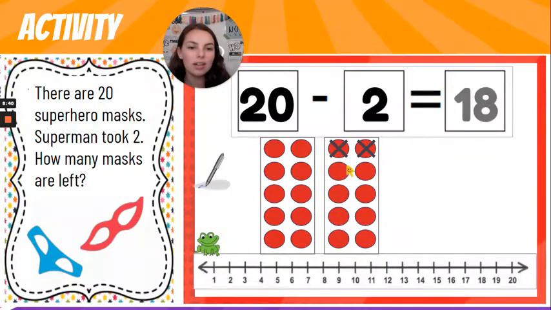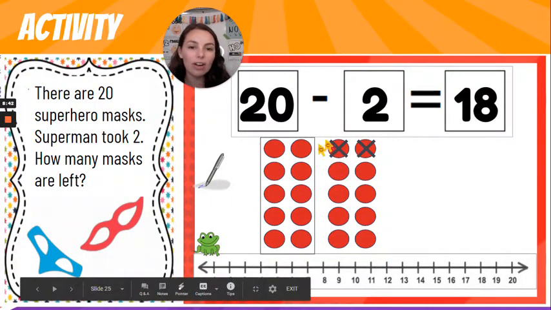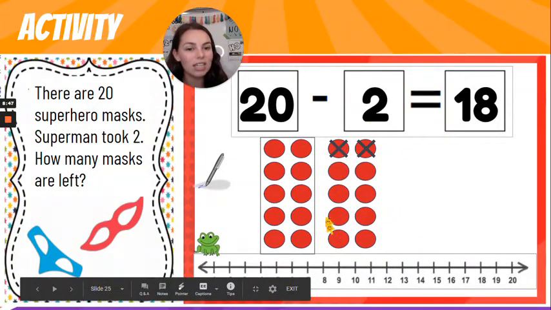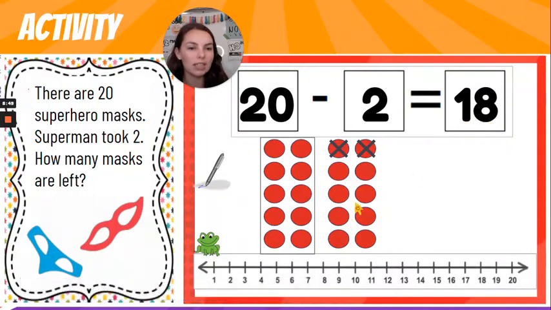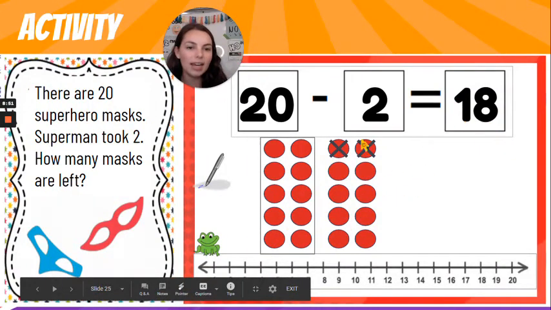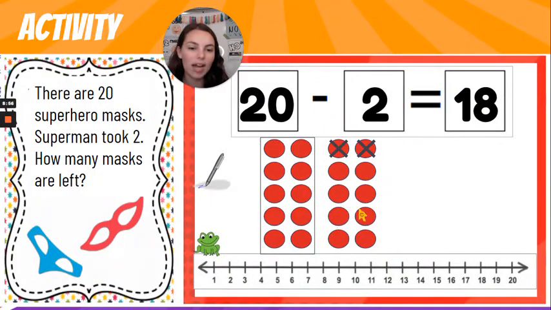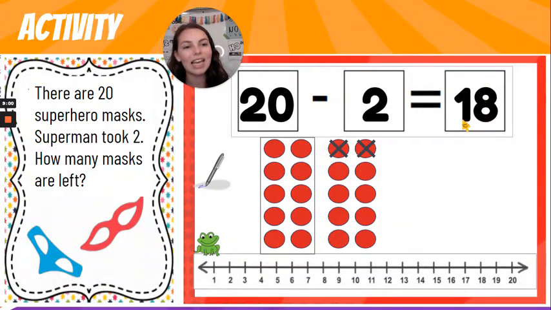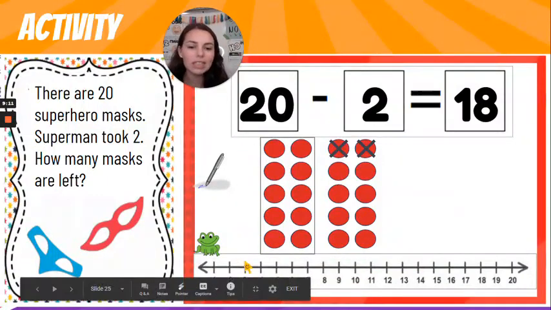This one, it broke down. I don't have a group of 10 anymore. I have less than 10. So that's going to tell me that these are going to be in the ones place. 1 group of 10, and how many ones? 1, 2, 3, 4, 5, 6, 7, 8 ones. So my answer is 18. And we know that the difference, this number we get here, needs to be smaller than what we started with because we're taking away. Let's look at the number line.